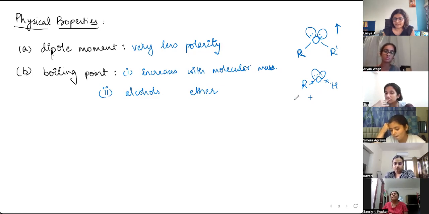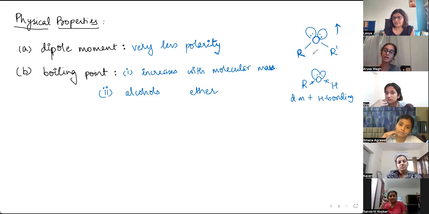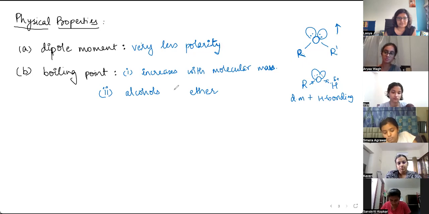So here there is polarity, like you have a dipole moment plus hydrogen bonding. In ether there is no hydrogen bonding. There's no H, not electropositive exactly, but there's no H with a delta positive. So no chance of this thing. So the boiling point of ethers will be lesser than alcohols.